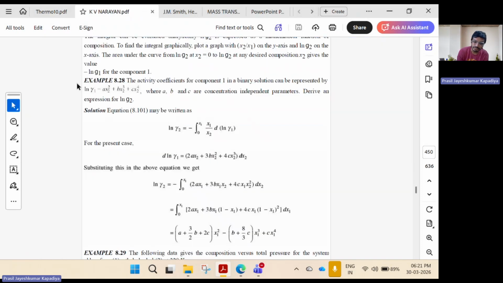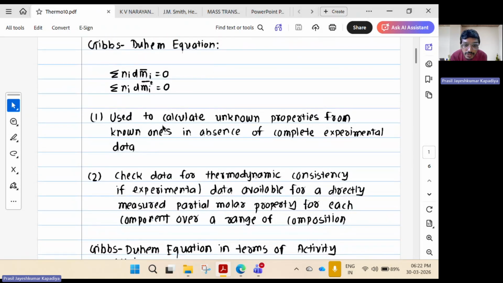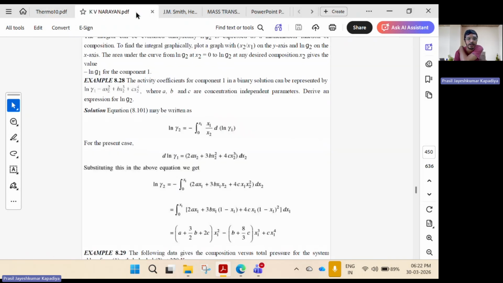Now, the first thing when we started, we see that we can use this to calculate the unknown properties from the known ones in the absence of complete experimental data. So let's try to take one small problem from here. We are given that ln gamma 1 is equal to a x2 square plus b x2 cubed plus c x2 raised to 4, where a, b, and c are concentration independent parameters. If this is ln gamma 1, what can be my ln gamma 2?